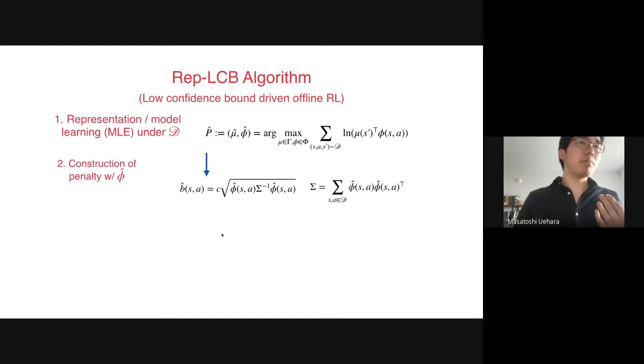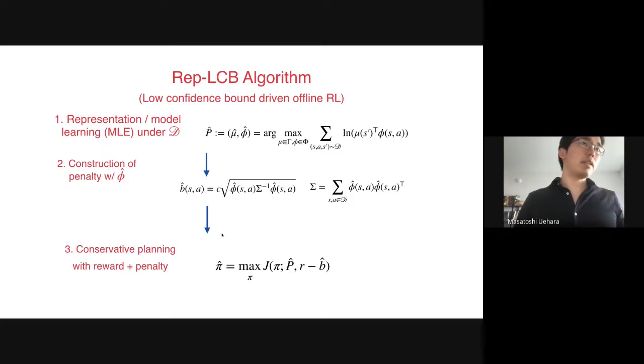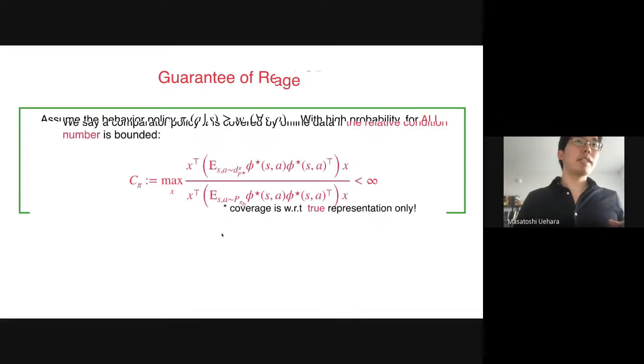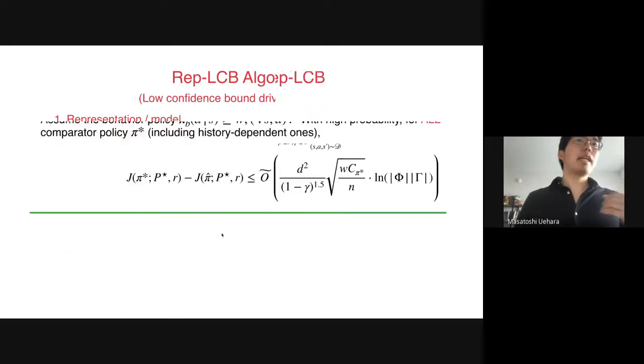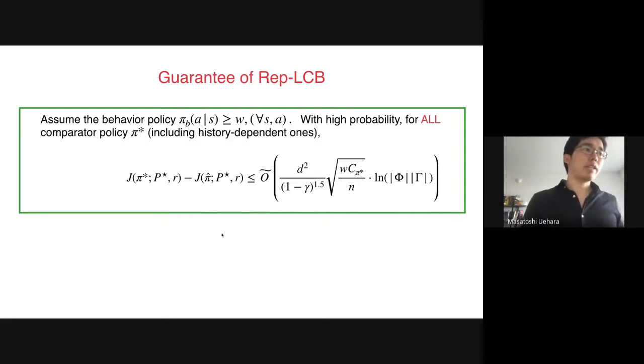And our algorithm is very simple. It's almost the same: learning the model, constructing a penalty, and then we just do planning. So the only difference is we use the penalty instead of the bonus, so the signs are flipped. And it ensures a partial coverage guarantee in the sense that we can compete with any policy pi star, if C pi star, this relative condition number coefficient, is upper bounded.